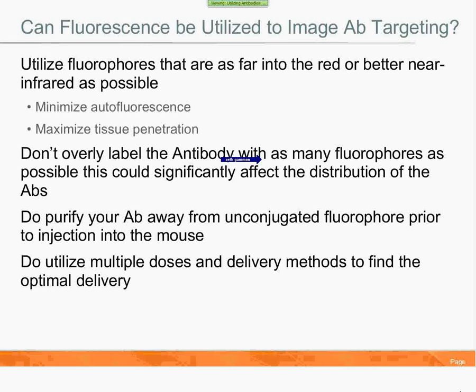This is an example of trying to develop a biomarker, from a group at Bristol Myers Squibb. They utilized an antibody that was specific for a cell surface receptor on EMT6 tumors and labeled this with Cy5.5 as an infrared fluorophore. As you can see, by 4 hours, it's beginning to target the tumor specifically, but still has significant liver uptake.